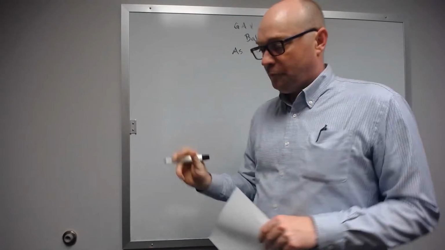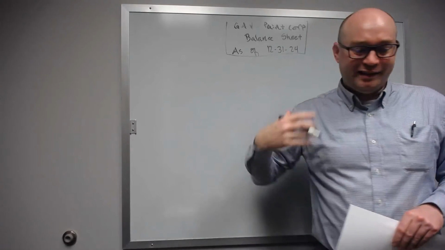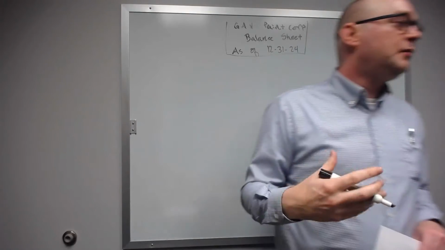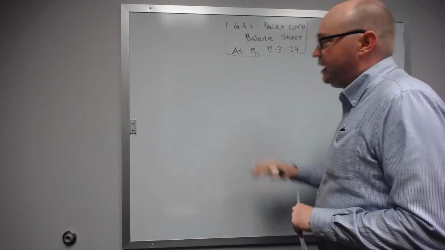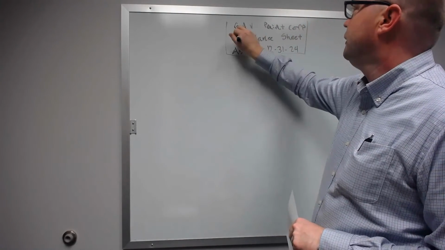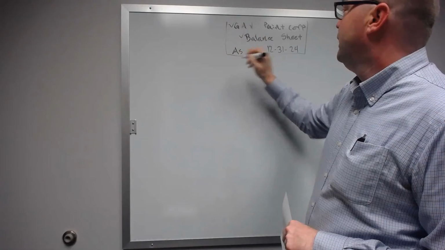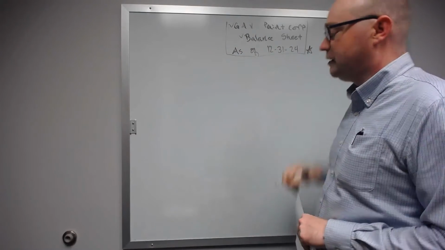Okay, so this is your title. While it may seem like a small thing, it is actually incredibly important that we get this correct. So make sure that this is as of. That's really the most important part. You want to know what you're looking at, who it's for. But for the balance sheet, we really want to make sure that this says as of.